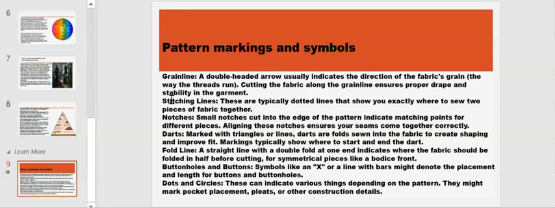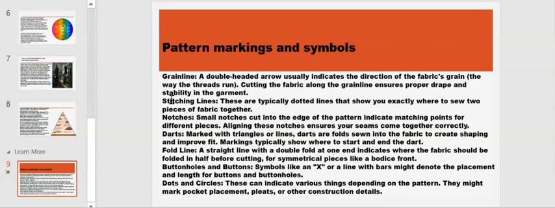Another is the dot, marked with triangles or lines. Dots are folds sewn into a fabric to create shaping and improve fit. Markings typically show where to start and where to end. A dot is like a triangular thing. There's a single dot and a double dot. A single dot looks like a triangle, but the double dot is like the triangle has been mirrored on the other side, so it's pyramid-like.